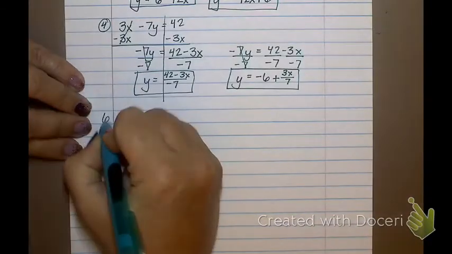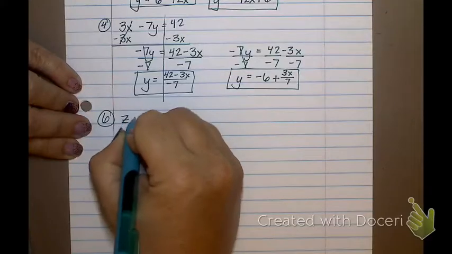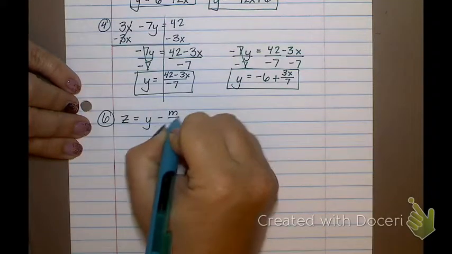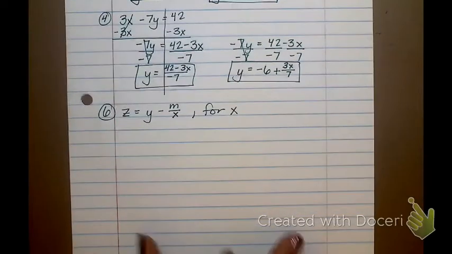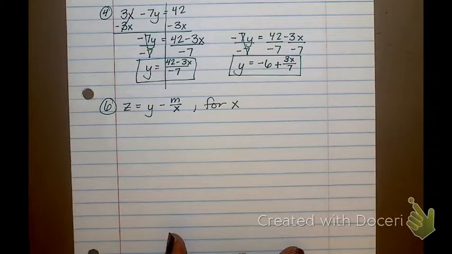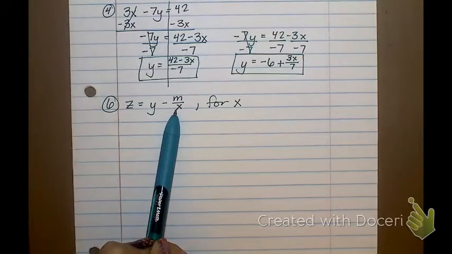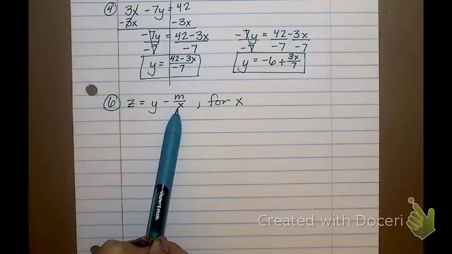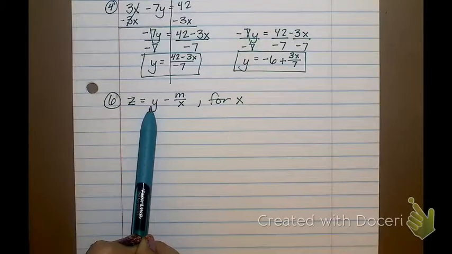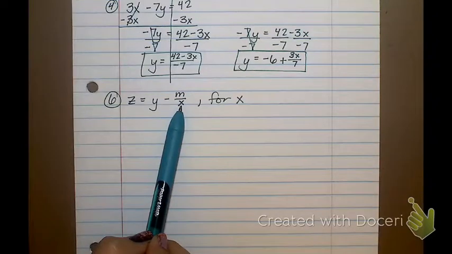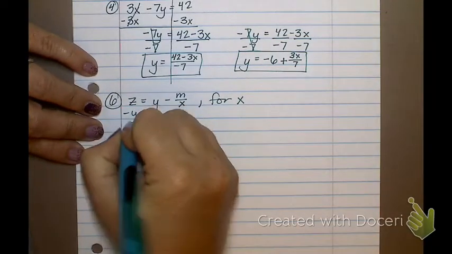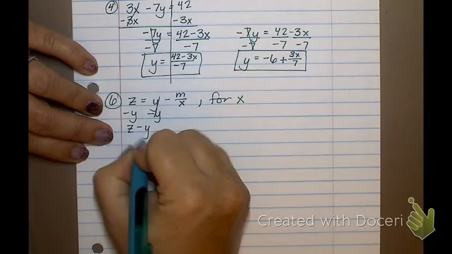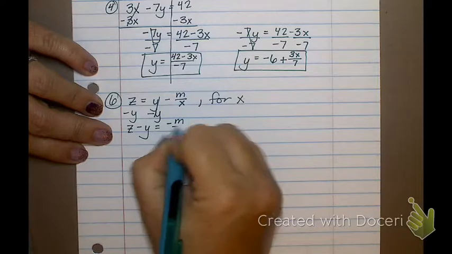All right, number 6 is another literal equation. z equals y minus m over x, and I need to solve for x. Okay. So the term that has x in it is right here, correct? Is that term by itself yet? So how can I get that term by itself? I can get rid of the y, right? I don't want to multiply by anything until I get that term by itself. So I am going to subtract y, and that's going to give me z minus y equals negative m over x.